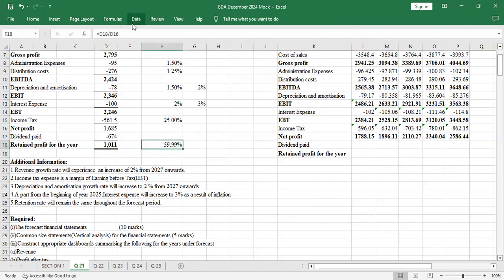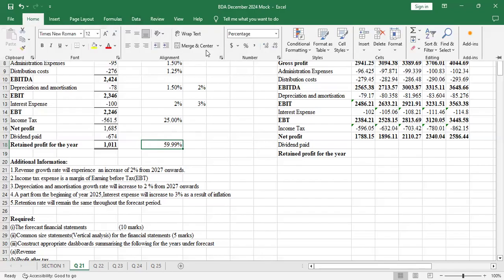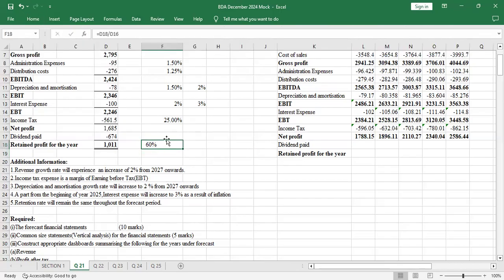It's not changing, but it's okay. Let me see if we can change it because I think it's supposed to be 60%. Sorry, I was using the wrong one. Let me decrease the decimals. Yeah, you can see now it's giving me 60%. So that 60% is the retention rate.